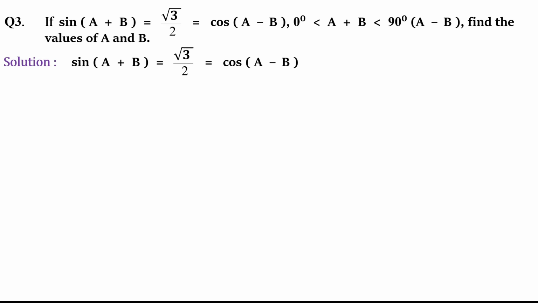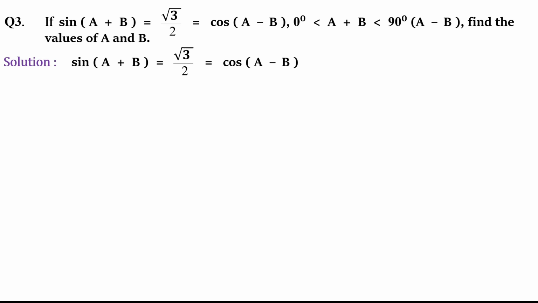Sine next to sine on the right-hand side, if you have an angle, that will be taken as the angle for that trigonometrical ratio. So here, sine a plus b means sine is connected with an angle, that angle is a plus b. And on the other side, we have cos connected with an angle a minus b. Both the angles are in variable form, and they have said these two are equal to root 3 by 2.